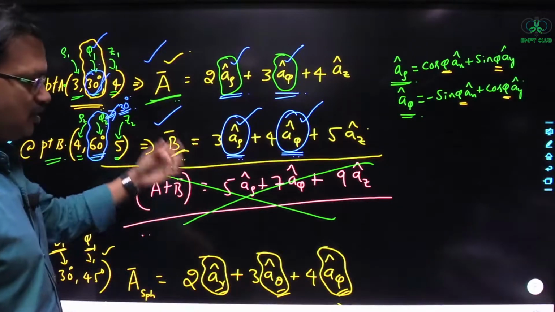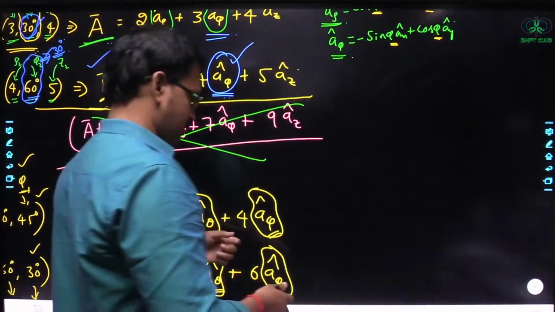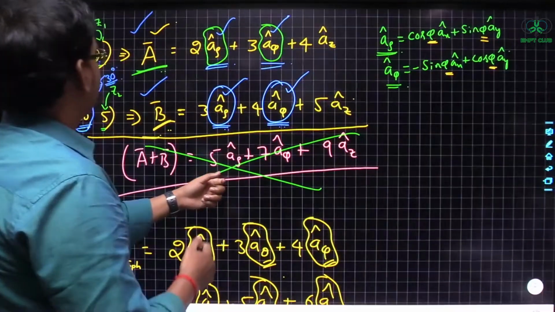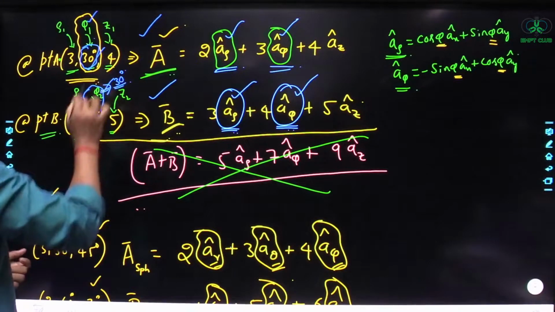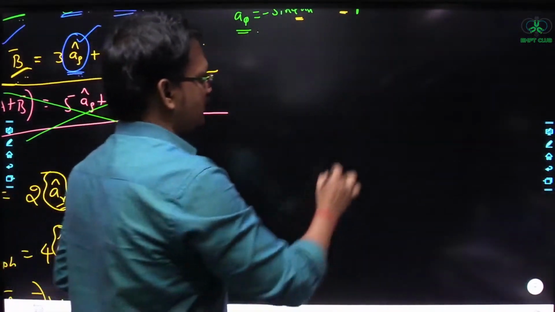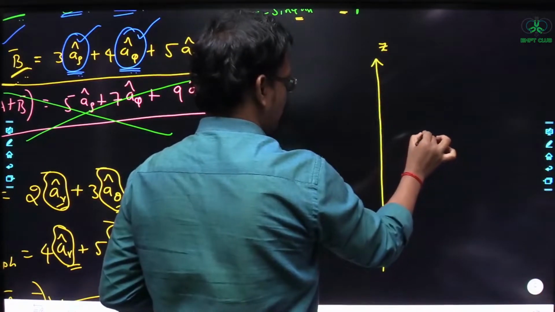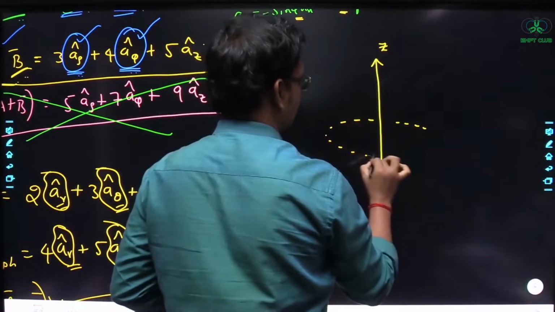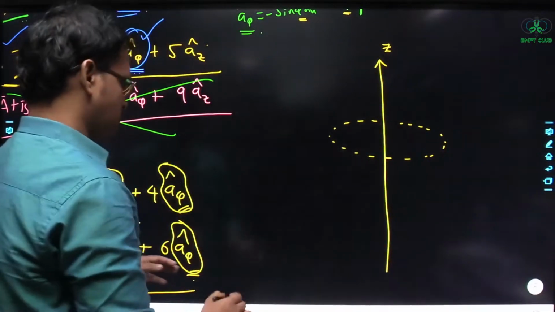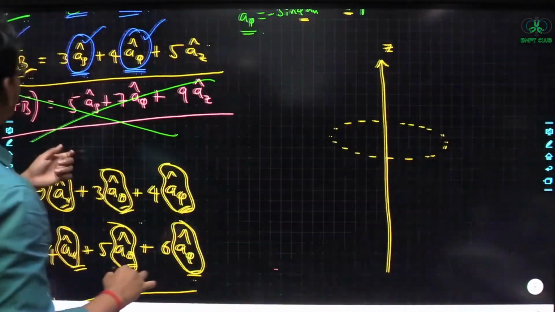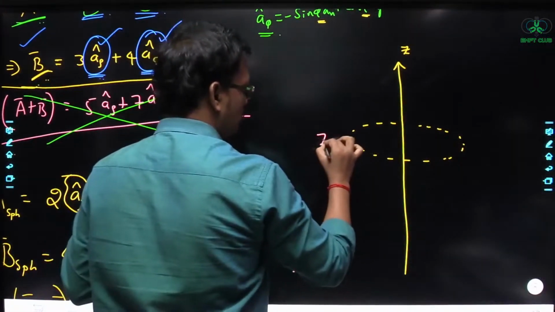Now see here, in a cylindrical coordinate system, I can explain this. They have represented the vector a bar as 2 a rho cap plus 3 a phi cap plus 4 a z cap at the point (3, 30 degrees, 4). So let us consider this is the z axis, and here I am considering a circle. We know that circular planes are nothing but z equal to constant planes. Let us say the z value here is 4, so this is the z equal to 4 plane.